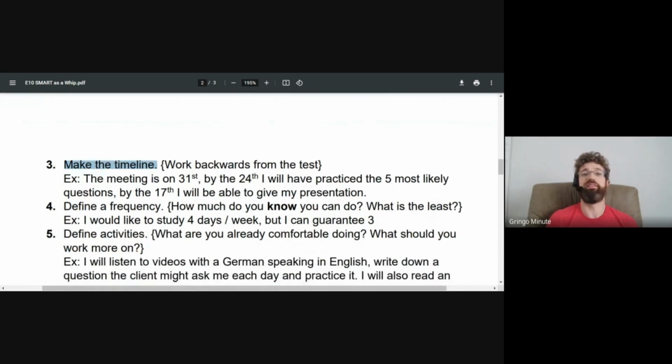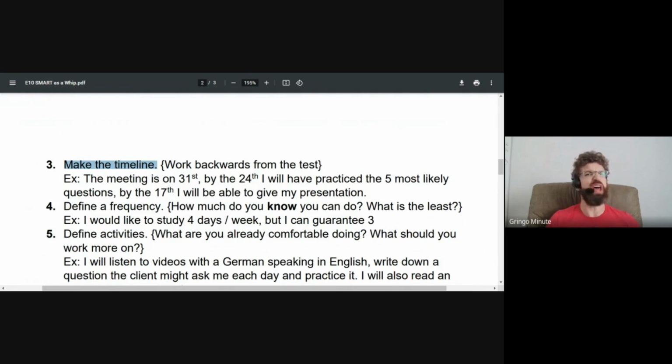Number 4, define a frequency. Every time I ask my students, oh, how much? Oh, every day, 30 minutes, 24 hours a day, I'll be practicing English. It's not exactly like that. So whatever amount you think you can do, okay, I can guarantee 4 days, subtract 1. Let's be realistic. If you can guarantee 3, then 4 and 5 and 6 are extra. So whatever number you think you can do, pick 1 less and guarantee it.